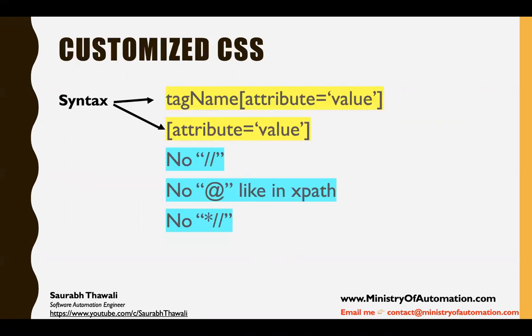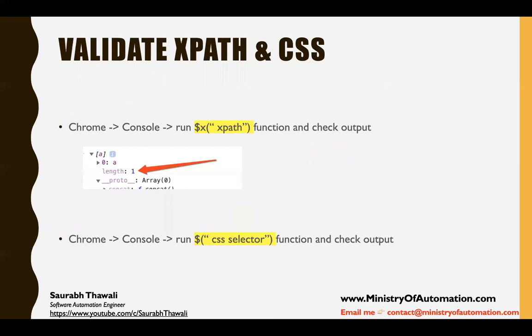How do we validate it? By just doing Control F, and you can write an XPath and it highlights the element, right? And similarly in a console you can use $X and then just give whatever XPath we have written, and then hit enter, and you should be able to get an output with something like length 1. So that is one way. Now similarly we're going to learn about writing a CSS.